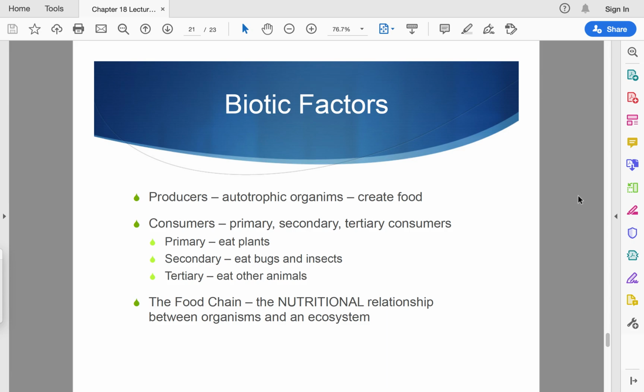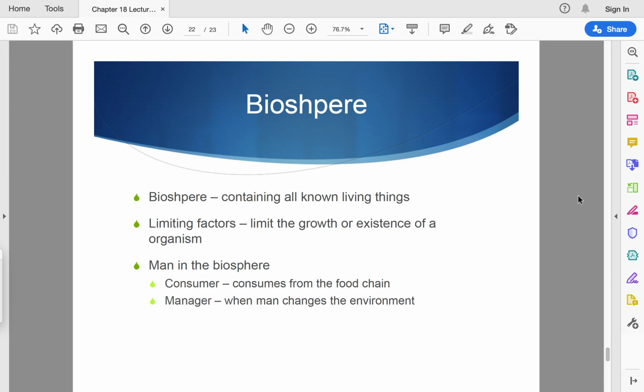Okay? So the food chain is basically just the nutritional relationship between organisms and its ecosystem, meaning the primary, secondary, and tertiary consumers in a specific ecosystem. All right? The biosphere basically contains all known living things, everything included. Limiting factors, these are those that limit the growth or existence of an organism, right?